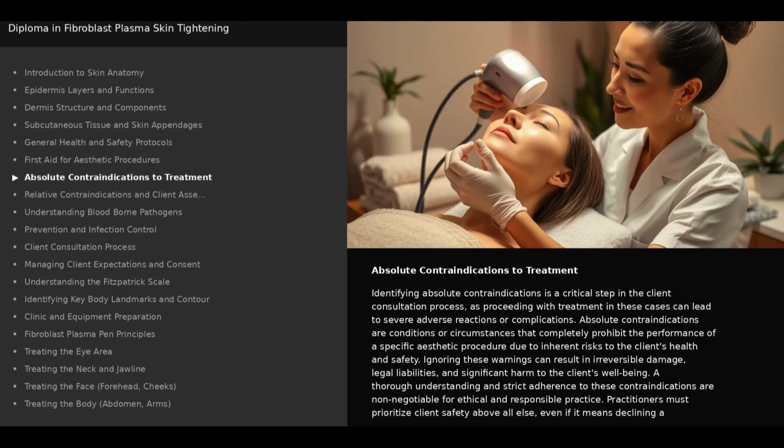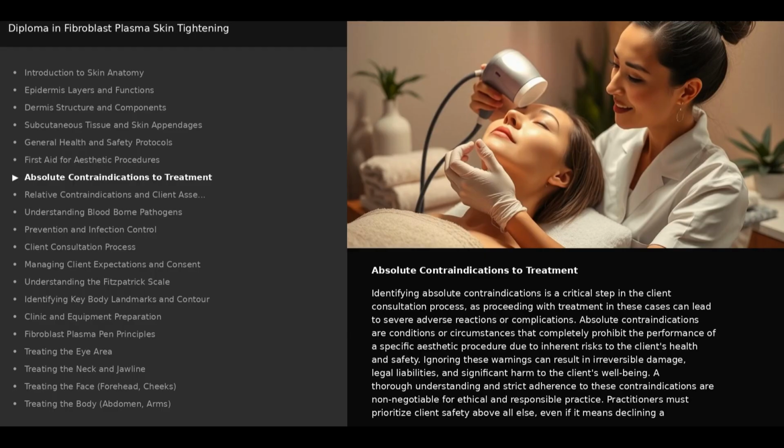Absolute contraindications to treatment. Identifying absolute contraindications is a critical step in the client consultation process, as proceeding with treatment in these cases can lead to severe adverse reactions or complications. Absolute contraindications are conditions or circumstances that completely prohibit the performance of a specific aesthetic procedure due to inherent risks to the client's health and safety.